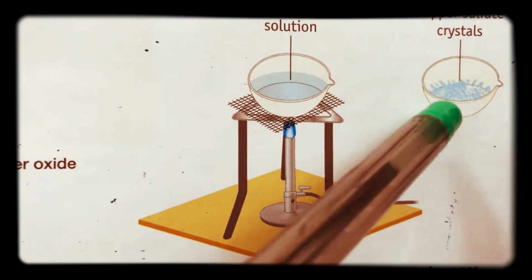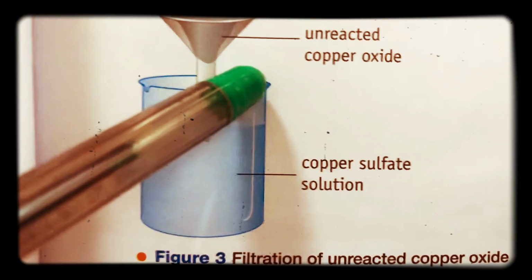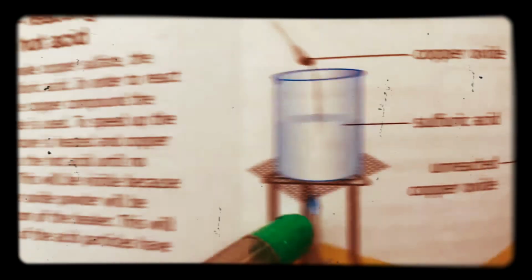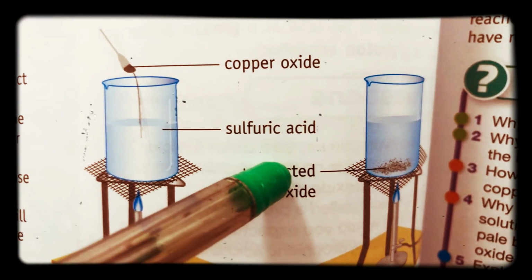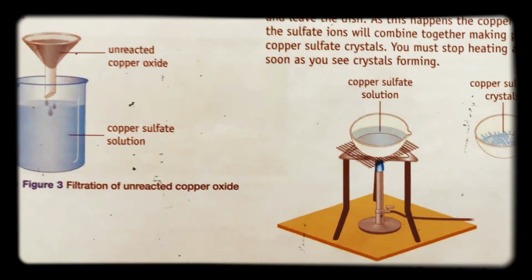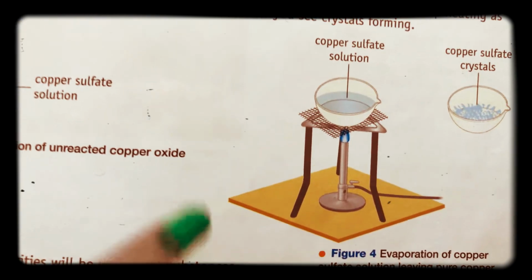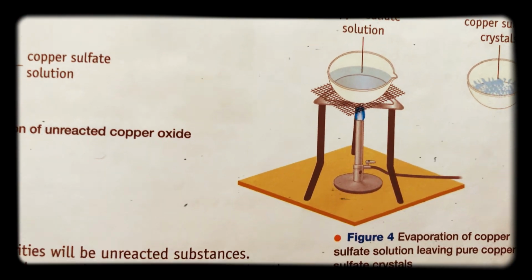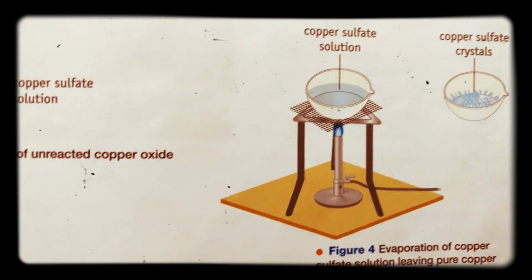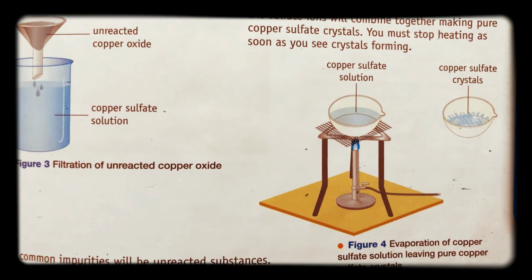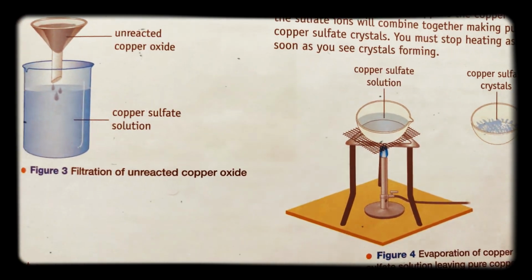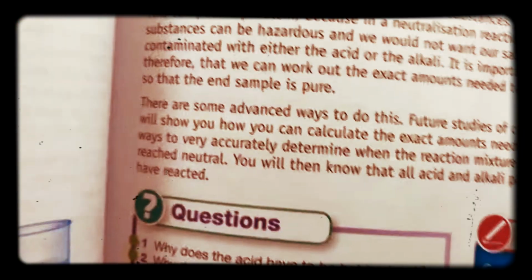Does it have copper oxide in? No, that was separated out in the filtration. Does it have acid in? No, because all of the acid was used up. Okay, so overall, the most common impurities in there would be unreacted substances, but in this neutralization reaction, we actually get rid of all of the other chemicals that are there to get these pure crystals.